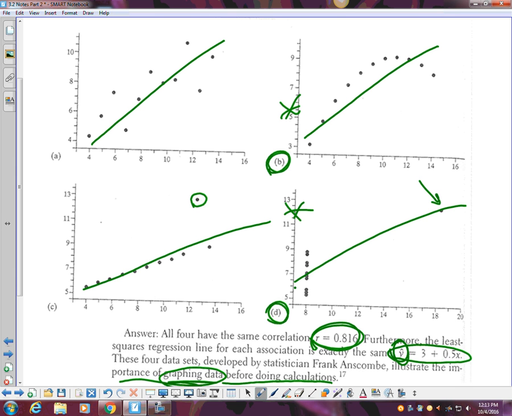So the moral of the story is, just because it has a strong correlation does not mean that it's linear. Just because you can get a linear prediction equation does not mean that you should get a linear prediction equation. You need to look at the scatter plot of the data, and better yet, you need to look at the residual plot to check for that pattern.